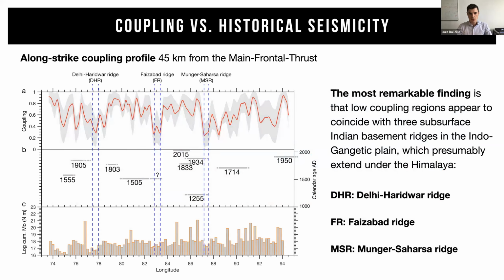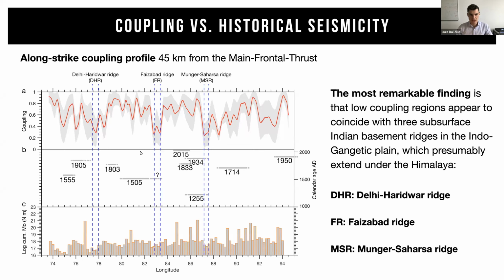So now we can try to compare the distribution of coupling, the historical seismicity, and the present-day microseismicity. In this plot on top, you can see the coupling distribution along the strike, with variability between 0 and 1. The coupling changes spatially along the strike, and it's interesting to see that these low coupling regions seem to coincide with the regions of these ancient ridges.